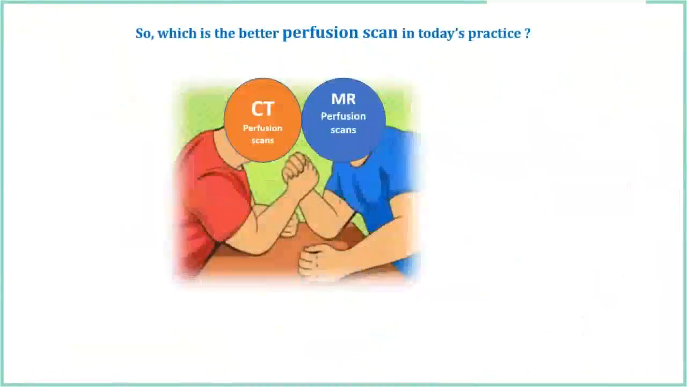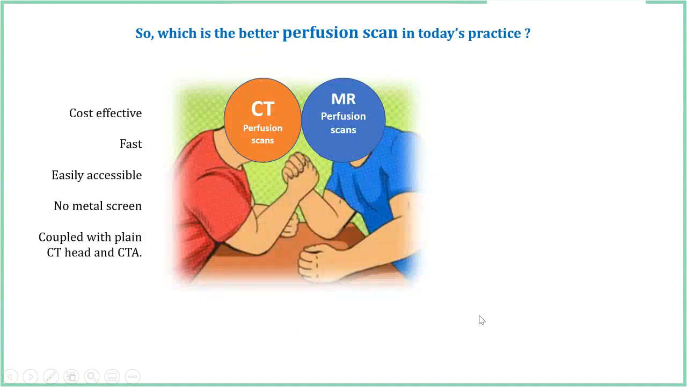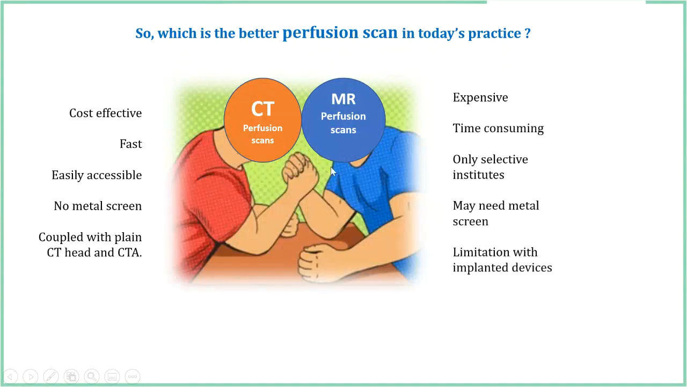So, which is the best imaging modality in today's practice? I'll vote for CT perfusion because it is cost effective, it is fast, it is easily accessible, there is no metal screening needed, and it can be coupled with the CT and CTA at the same time, saving time. There are limitations with MR perfusion scans. It is expensive and time consuming. A lot of constraints happen when there is metal or unidentified pacemakers. So as stroke is time and brain is time, CT perfusion in today's practice is the ideal measure in order to map the penumbra.